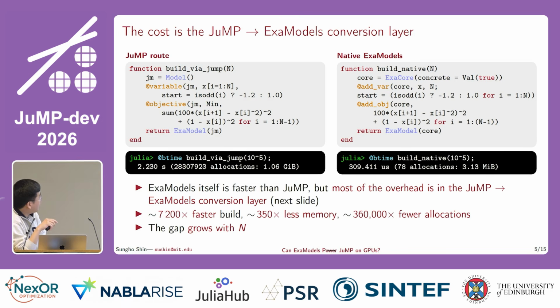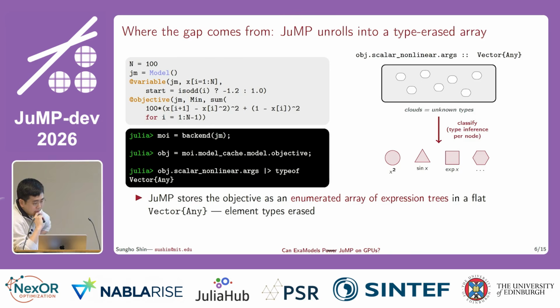Yeah, and this gap will grow with respect to n. So if you have a larger model, it takes longer to do this conversion. And the reason is that if you look at the JuMP data structure, and we look at this simple model, and then go into the MOI backend and look into what's in the objective, the objective is storing these scalar nonlinear expressions in a vector of Any.